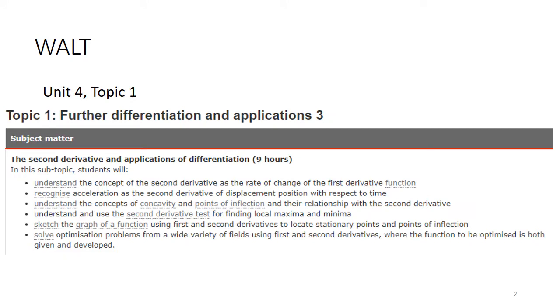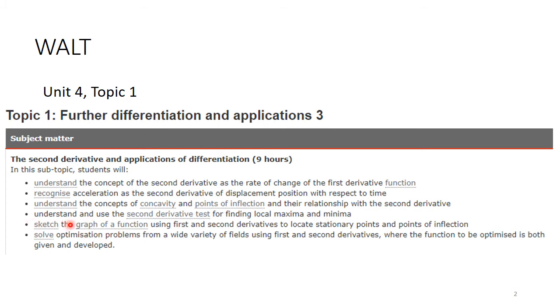So what are we doing today? The learning objective of the WOLT. Today we are going to cover the fourth and the fifth dot point. You want to understand and use the second derivative test to find local maxima and minima. If you haven't heard these terms before, we're going to explain what they are.